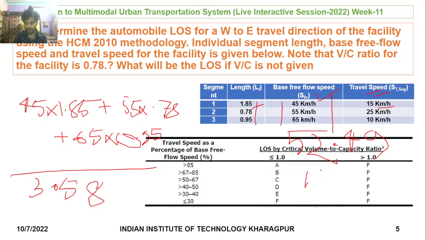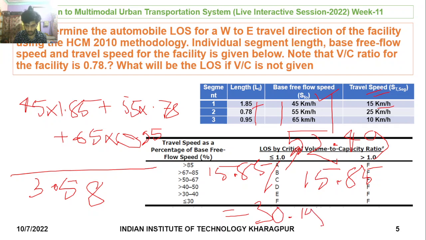So it is 15.85, divided by 52.49 into 100. This is 30.19. So if you divide 15.85 by this value, you will get a value of 30.19 or 20, whatever it is. So it comes under this 30, and less than 1 V by C means your LOS is E.